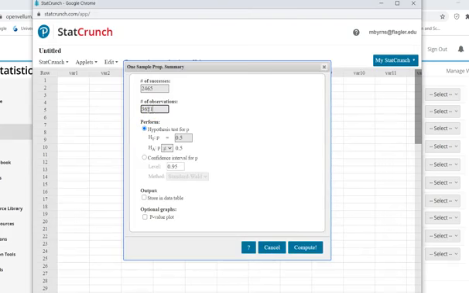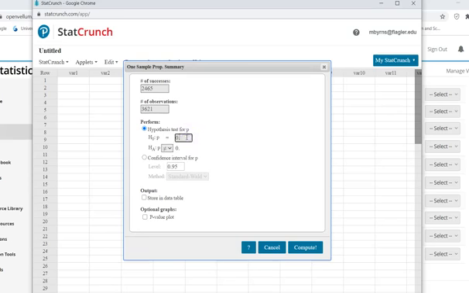So 3621. If they ever give you a proportion as a percentage, you've got to get the number. You have to convert it to a number of successes out of your total for StatCrunch. When we did confidence intervals, remember we clicked on confidence interval. Now I'm going to leave it on hypothesis test. And then you need to tell StatCrunch what your hypotheses are.